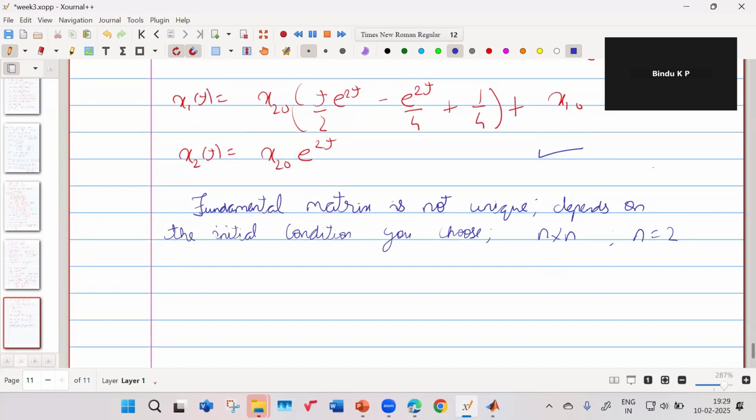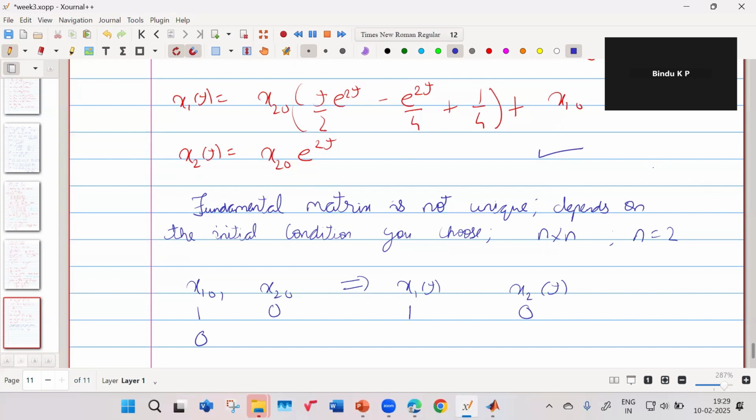What they do is, we have x1 0, x2 0. These are our initial conditions, and this is our x1 t, x2 t. Based on the initial conditions, what are these values? Let us consider x1 0 is 1 and x2 0 is 0. Then what will happen? My x1 of t is x1 0, because x2 0 is 0. So this is 1 and this is 0. This is an easy way to make it compact, to make it simple.